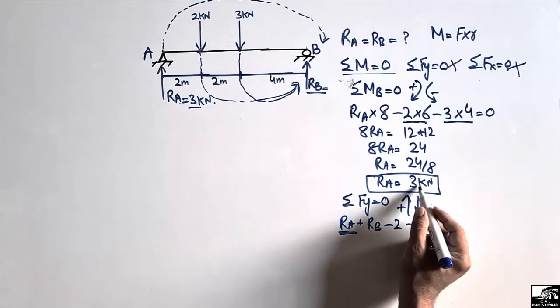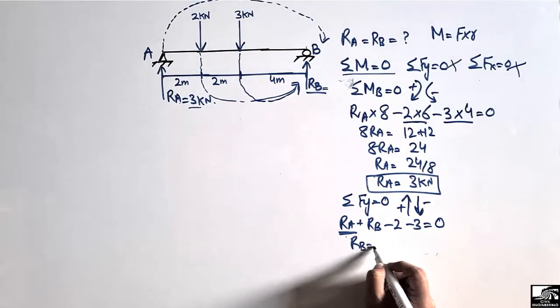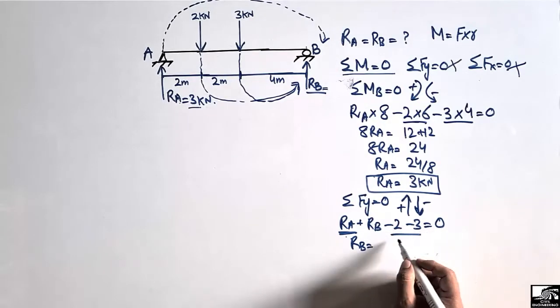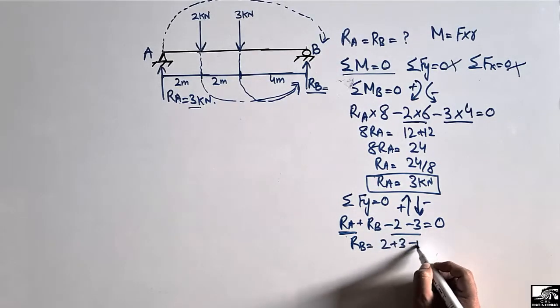Now RA is 3 kN, we know that, so if we shift this value into the right side, RB will be 2 plus 3 minus RA.